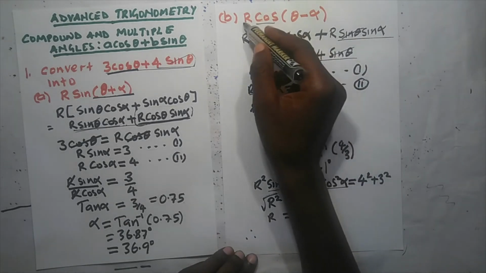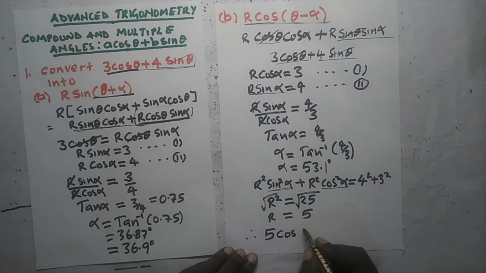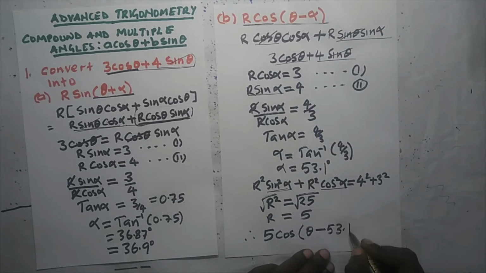And so therefore, to write in this form, we are going to have our r, which is 5 cos theta minus 53.1 degrees there.